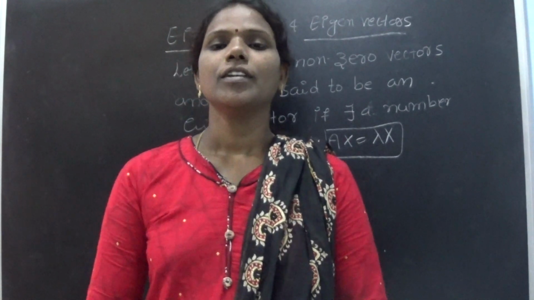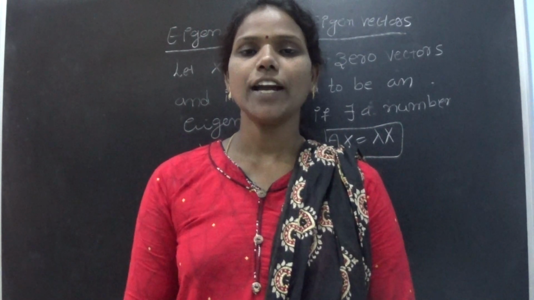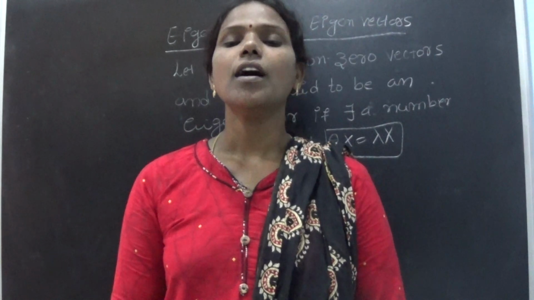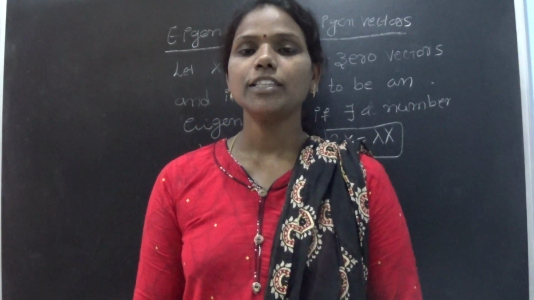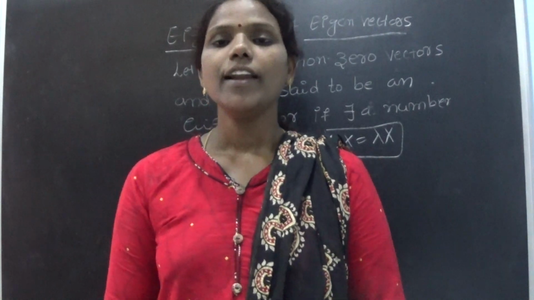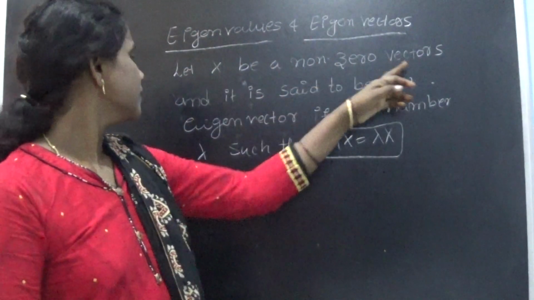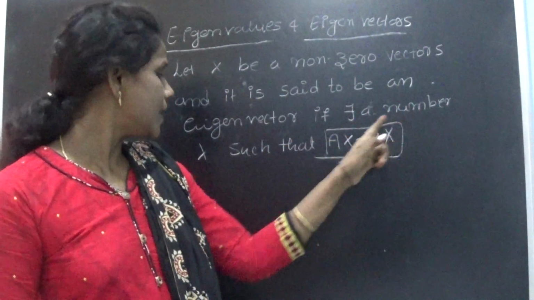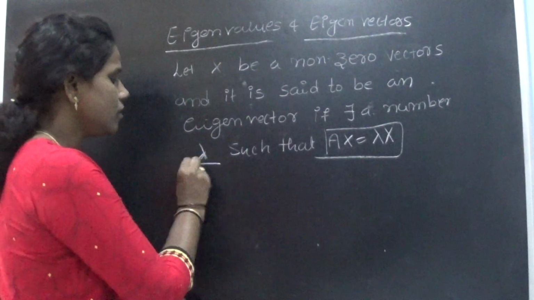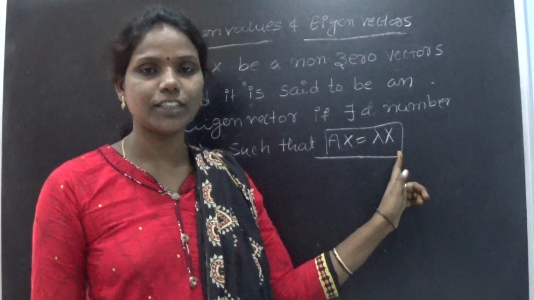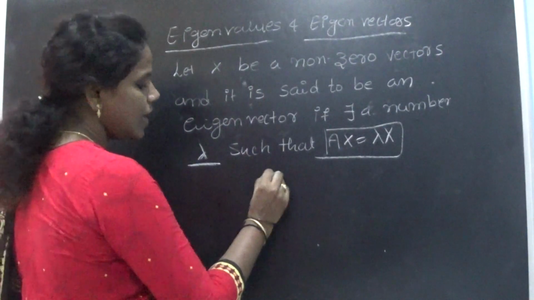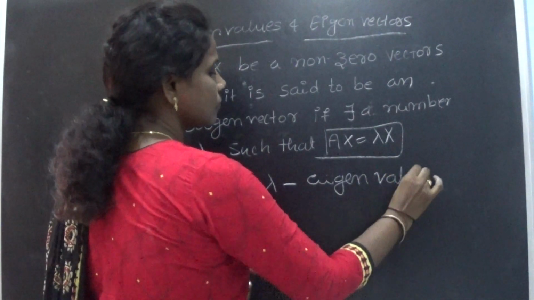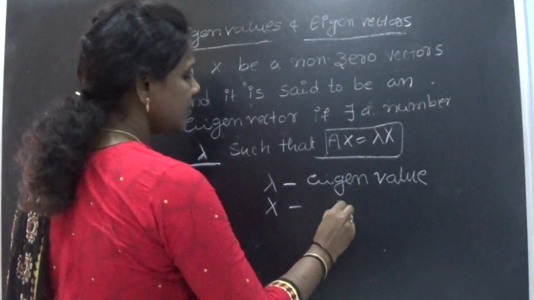Hi everyone. Today I would like to explain the eigenvalues and eigenvectors topic, which plays an important role in PG entrance examinations for undergraduate students. Let me explain the eigenvector definition. Let x be a non-zero vector, and it is said to be an eigenvector if there exists a number lambda such that Ax is equal to lambda x. So in this situation, lambda is called the eigenvalue and x is called the eigenvector.